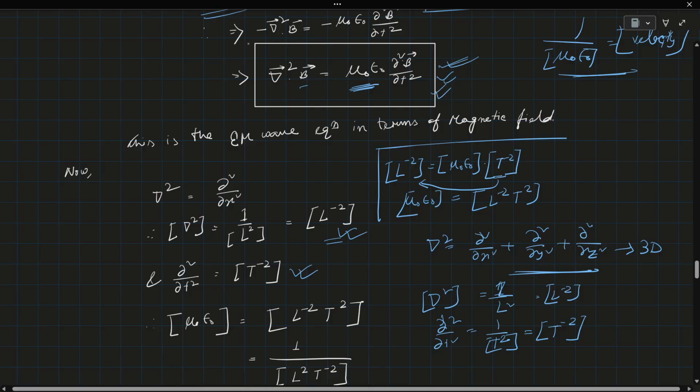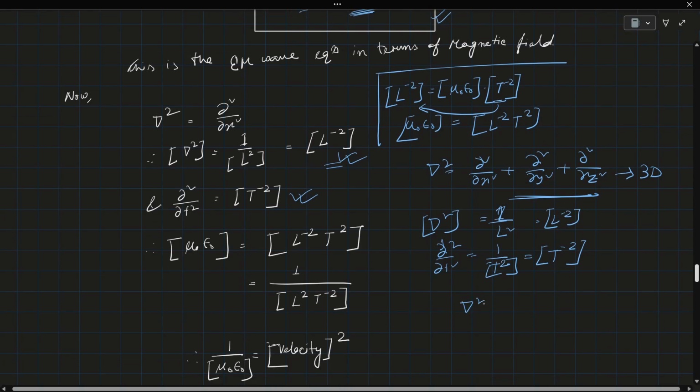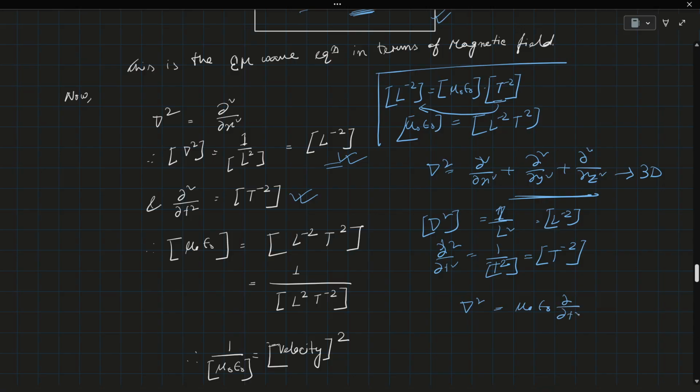So now, as you can see, here is also the magnetic field, and here is also the magnetic field, so the dimension can be cancelled out. Okay, so as you can see, let me write it down here. del square equals mu naught epsilon naught del t square, only in terms of dimension.